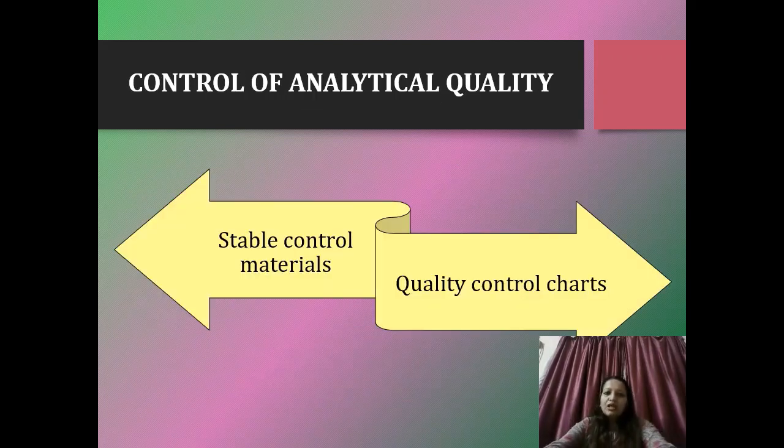So how would we ensure the analytical quality? First of all, our control materials need to be really stable. And secondly, provided they are stable, after each run, we have to assess how they have run using quality control charts.